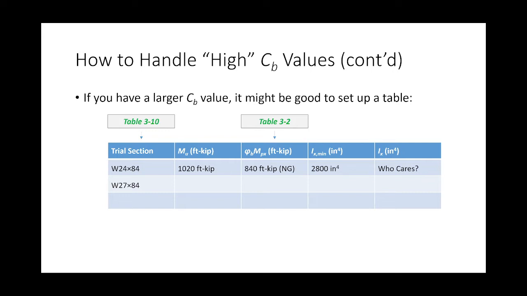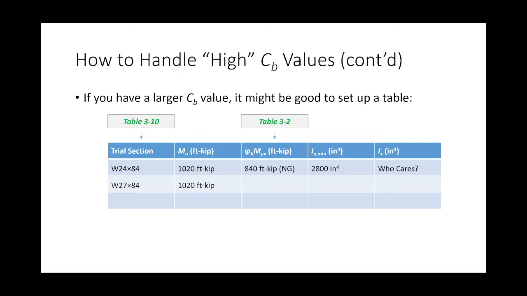The next section is a W27 by 84, okay? Now, its factored moment is still 1020 foot kips. What's the phi MP for a W27 by 84? With your AISC 15th edition steel construction manuals in table 3.2.